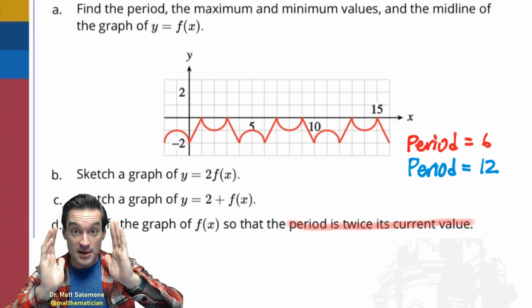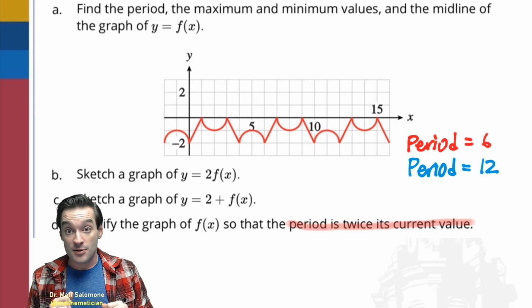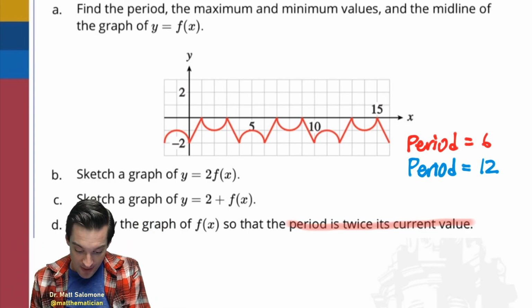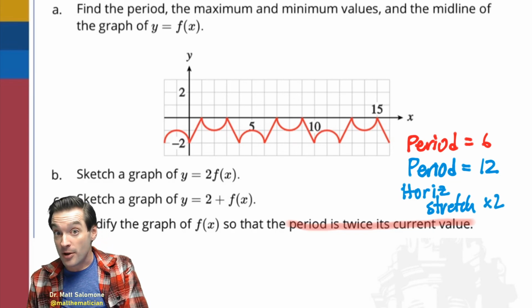So what I need to do is I need to make points twice as far apart from each other horizontally as they used to be. I need a horizontal stretch by a factor of 2. That's the upshot of all this. Horizontal stretch by a factor of 2. That's how I'm going to change my period.